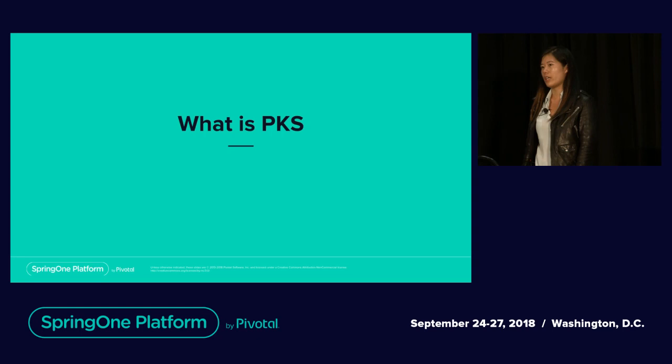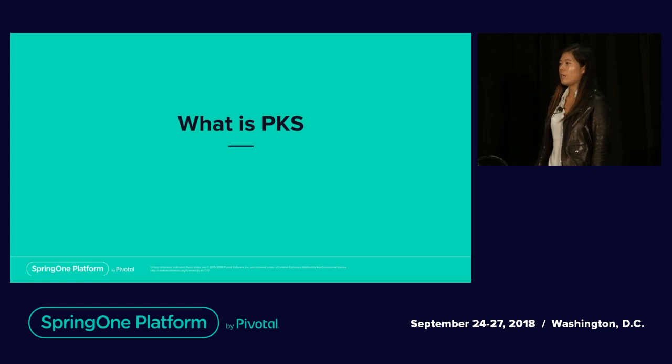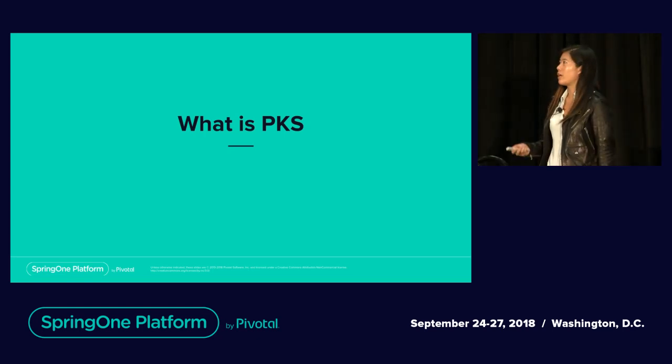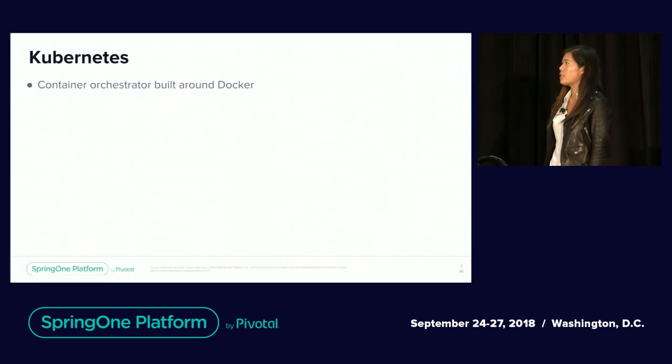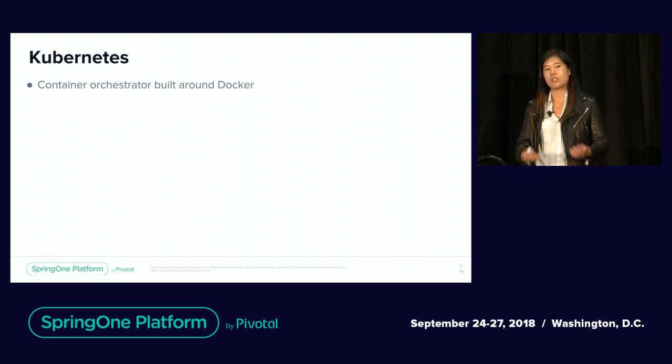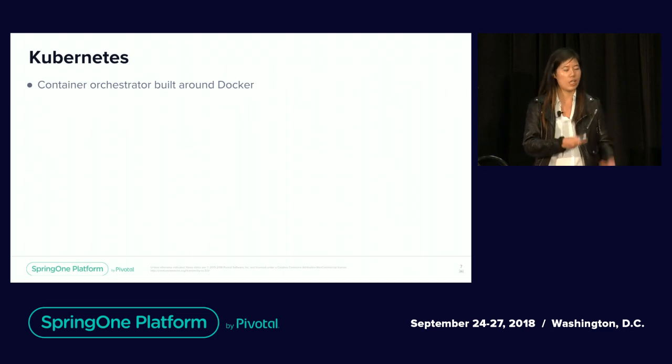And to understand what PKS is, we first need to briefly talk about Kubernetes, right? Because PKS is a managed Kubernetes, right? And Kubernetes is a container orchestrator built around Docker. So with Docker, you get the ease of use of creating containers for your different applications. And with Kubernetes, you get that management around your multitudes of containers. So you're able to manage a multitude of different containers for a multitude of different applications.